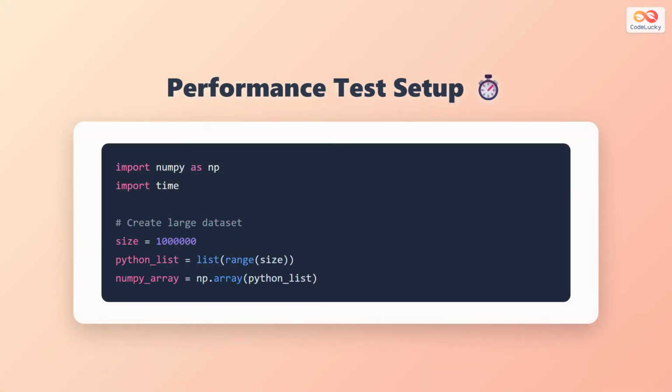Let's set up a performance test to see the difference in action. We'll import NumPy and the time module. Then we'll create a large dataset with 1 million elements. We create a Python list using the range function and then convert it to a NumPy array. With this setup, we can now compare how long it takes each structure to perform the same mathematical operations.